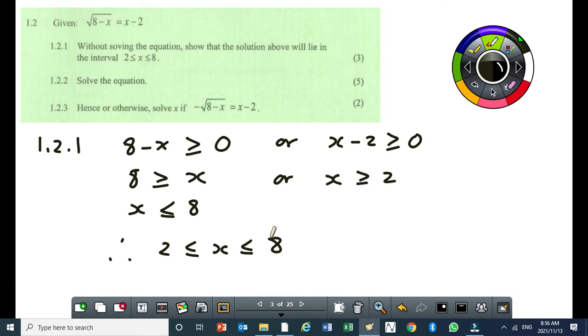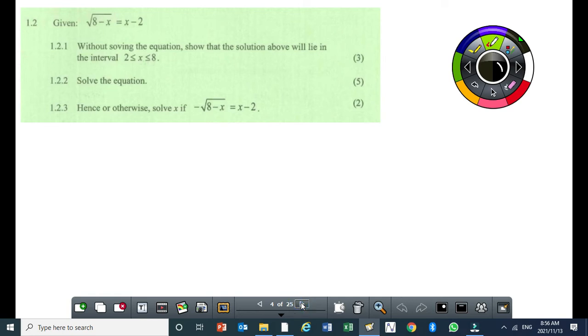Alright, so let's move on to the next question. Let's solve the equation. Now, that's 5 marks. Right? You have to solve it as normal, as how you were taught by your respective teachers. So this will be square root of 8 minus x is equal to x minus 2. When you see an equation like this, the first thing that must come into your mind is to eliminate the square root sign on the left-hand side. And the only way that you can eliminate it is by squaring both sides.